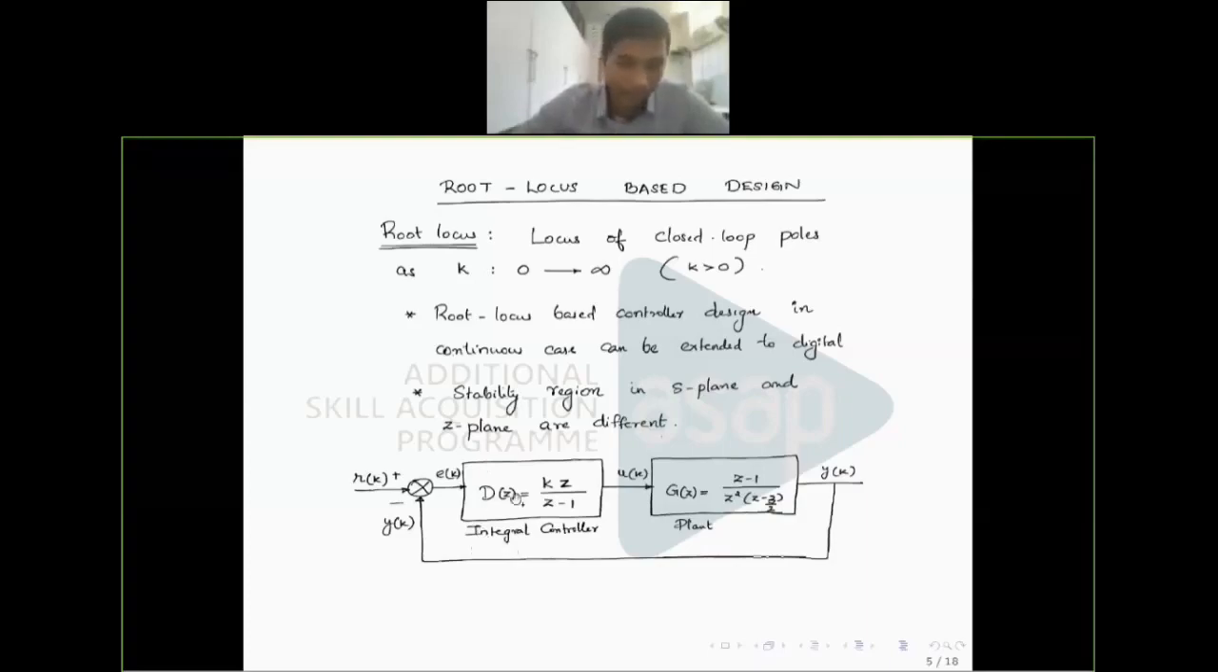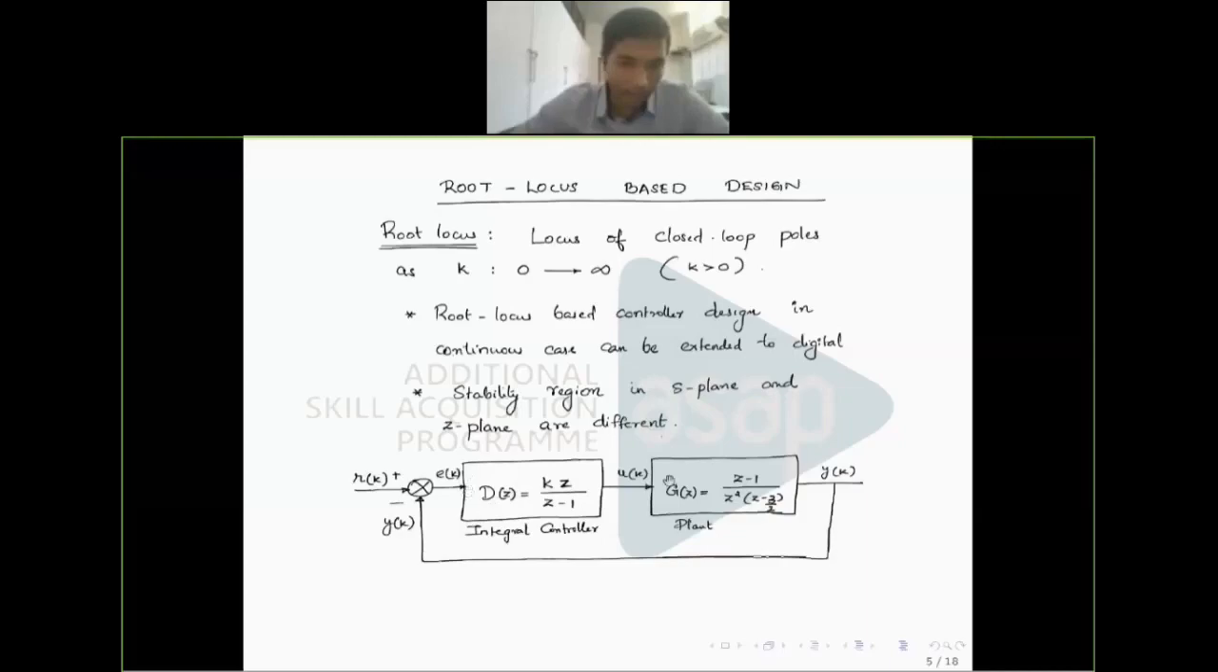So D of Z is the digital controller, and let's consider that I am using an integral controller. If you have studied the PID controller in digital form, the integral term is given by 1 minus z inverse, which is given by z by z minus 1. So this is the structure of an integral controller. I am taking an example. It can be any controller. For the sake of understanding only, I am taking an example.